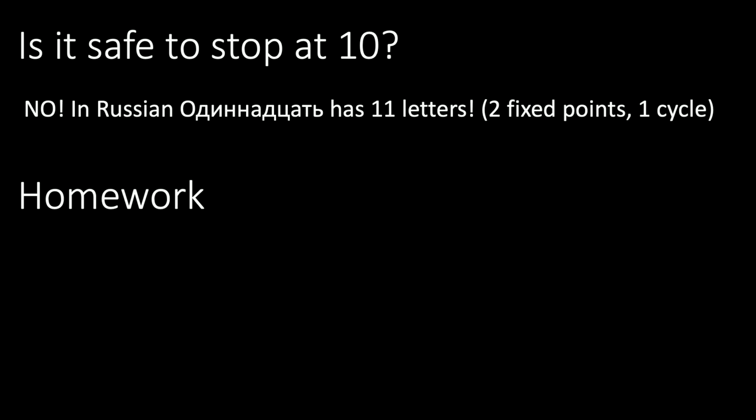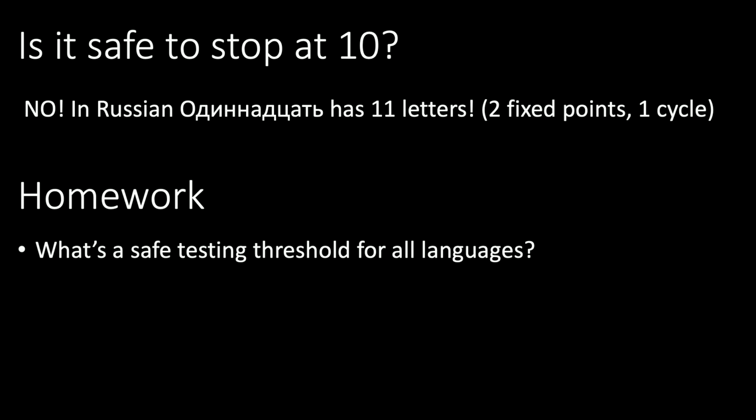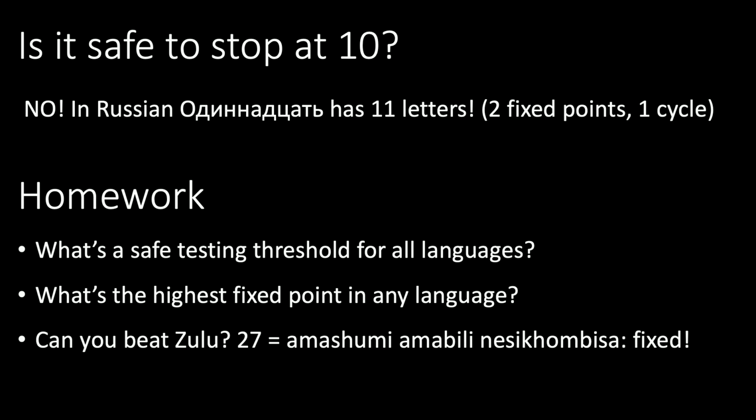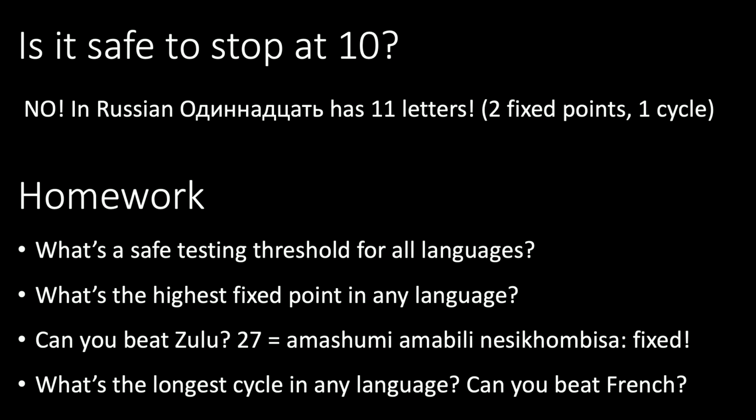So be careful, you might need to go up a bit higher. So here's your homework, keep you going. What's a safe testing threshold? I've been going up to 100 in the languages I've looked at. That seems to be pretty safe, but what's a good place to stop? What's the highest fixed point? So 4 is a fixed point in English. You always get back to 4. What's the highest one you can find in any language? Is it 11? I'm really unsure whether anyone is going to be able to tweet me saying they can beat Zulu. Because in Zulu, 27, as of course you know, is Amashumi Amabili Nesikumbisa. That has 27 letters. Can you beat that? I don't know. Maybe you can. And then can you find a longer cycle than the one we found in French that has 4 in it?